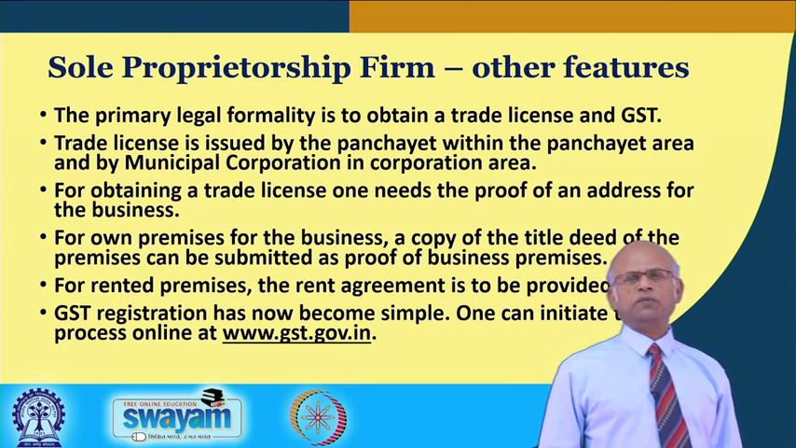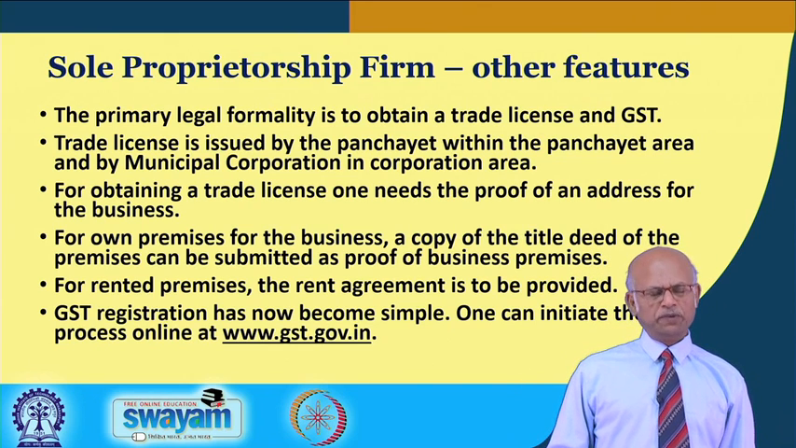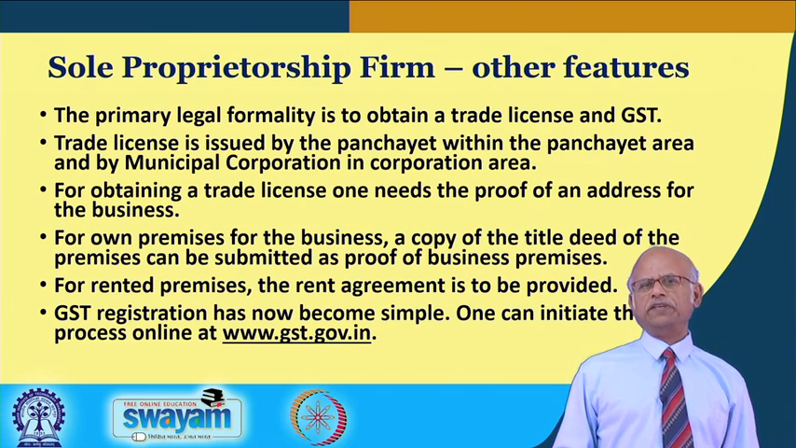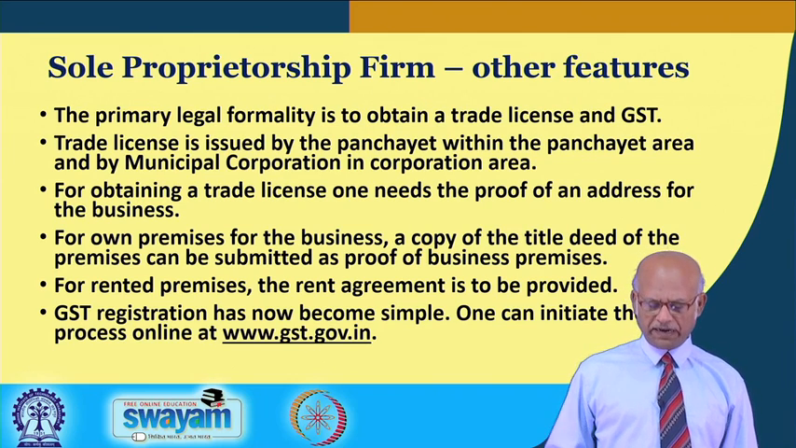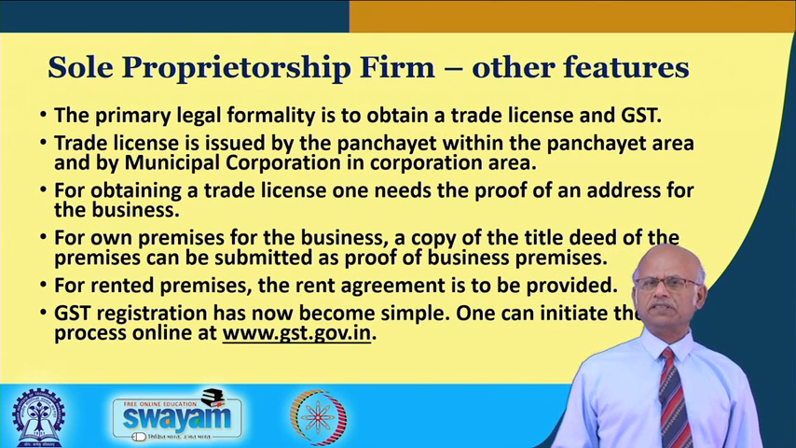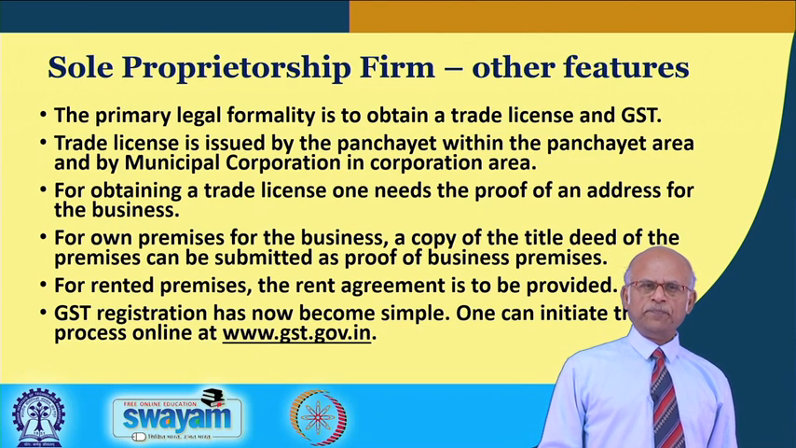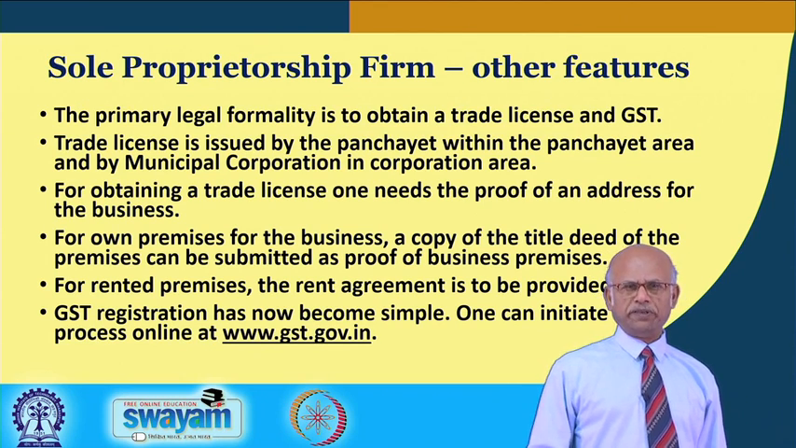Other features of a proprietorship firm are like this. The primary legal formality is very simple. It is just to obtain a trade license to start a business and a Goods and Services Tax registration. These two registrations enable an individual to start a proprietorship business. All these formalities are very simple nowadays.